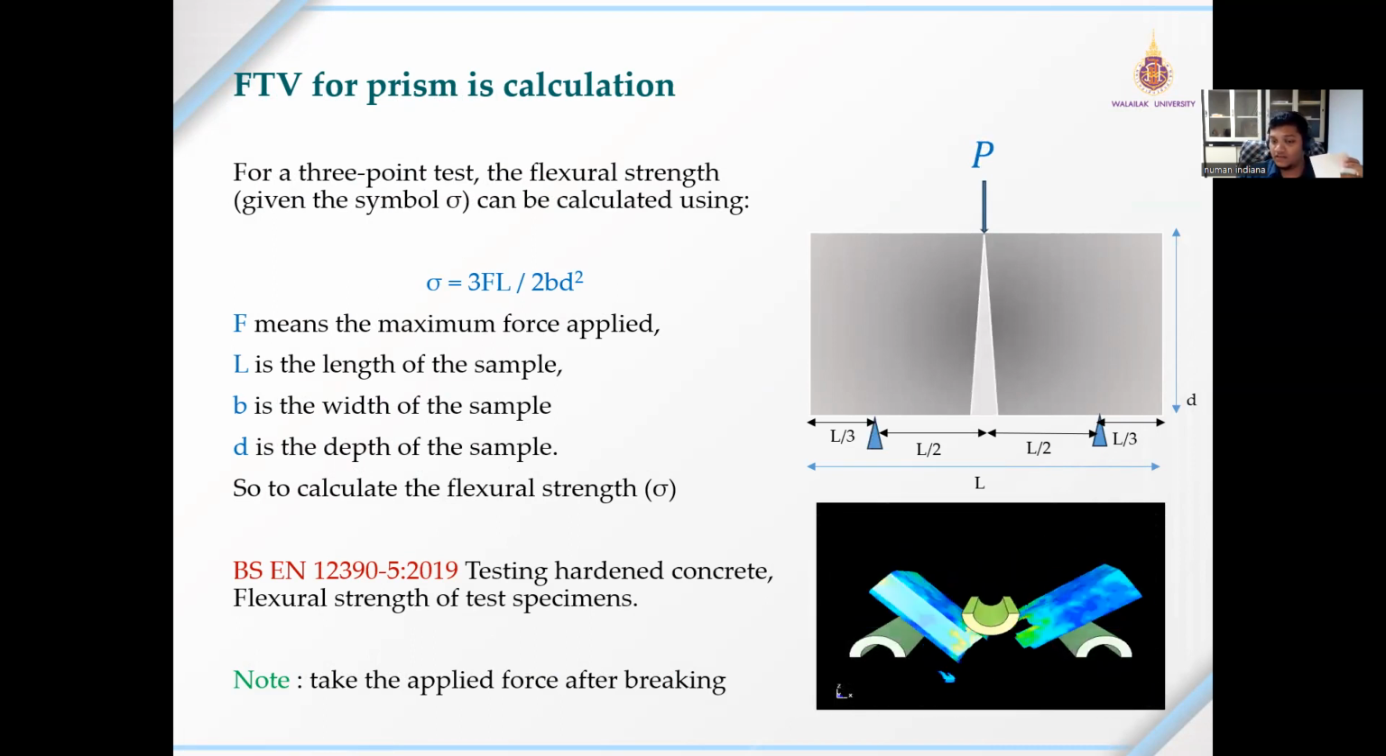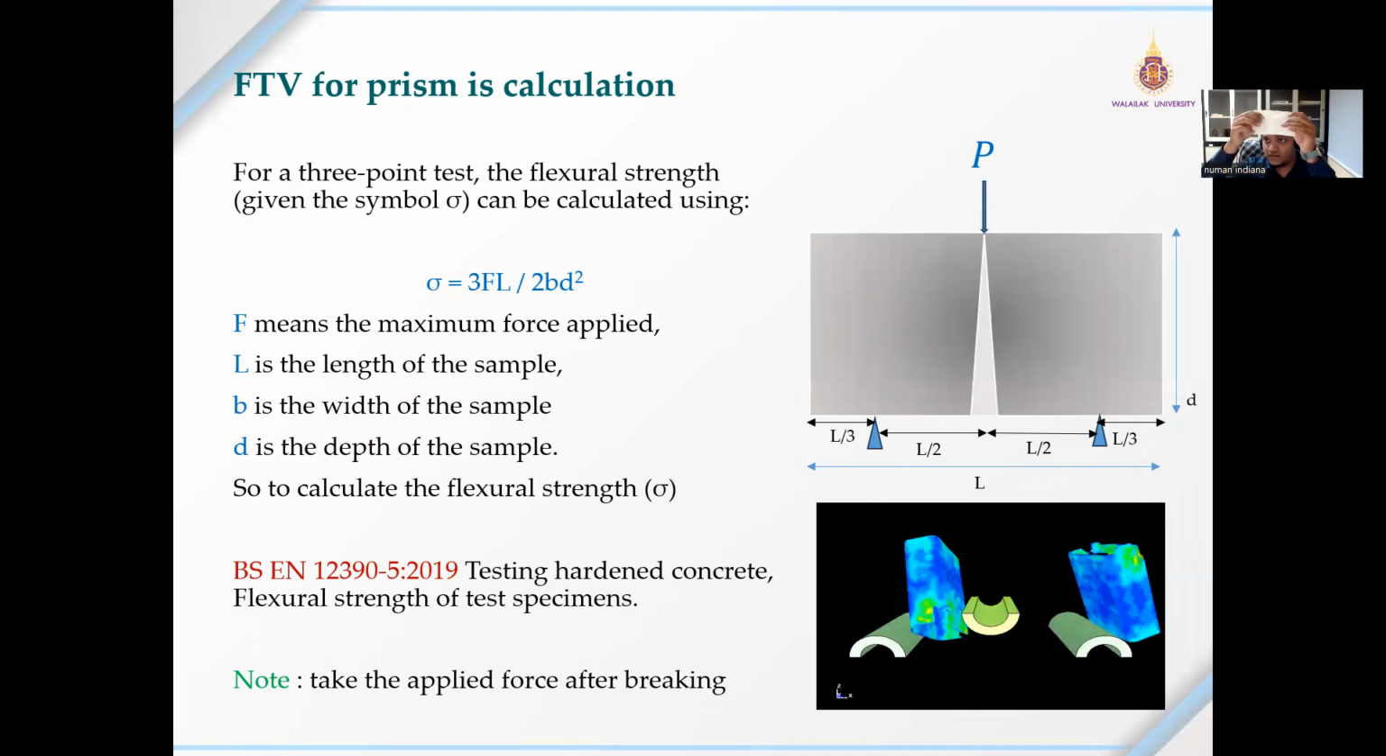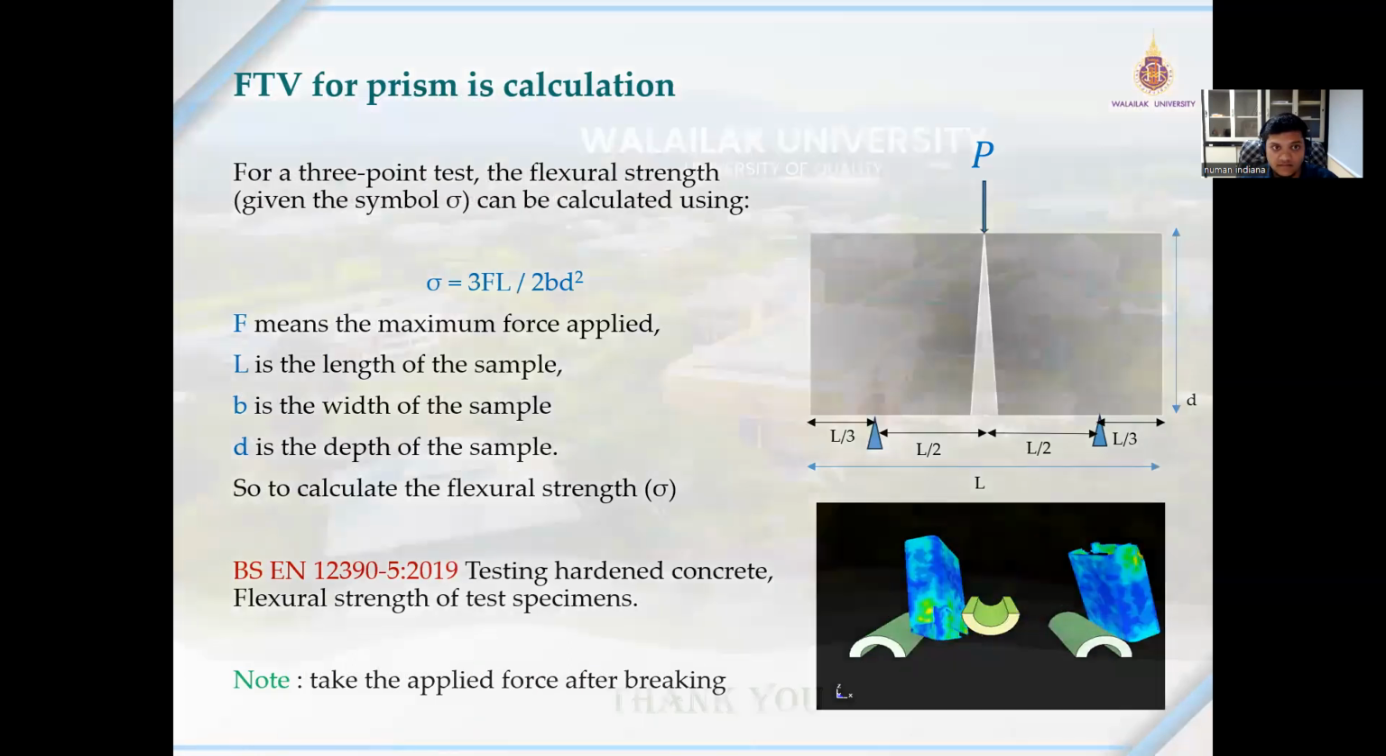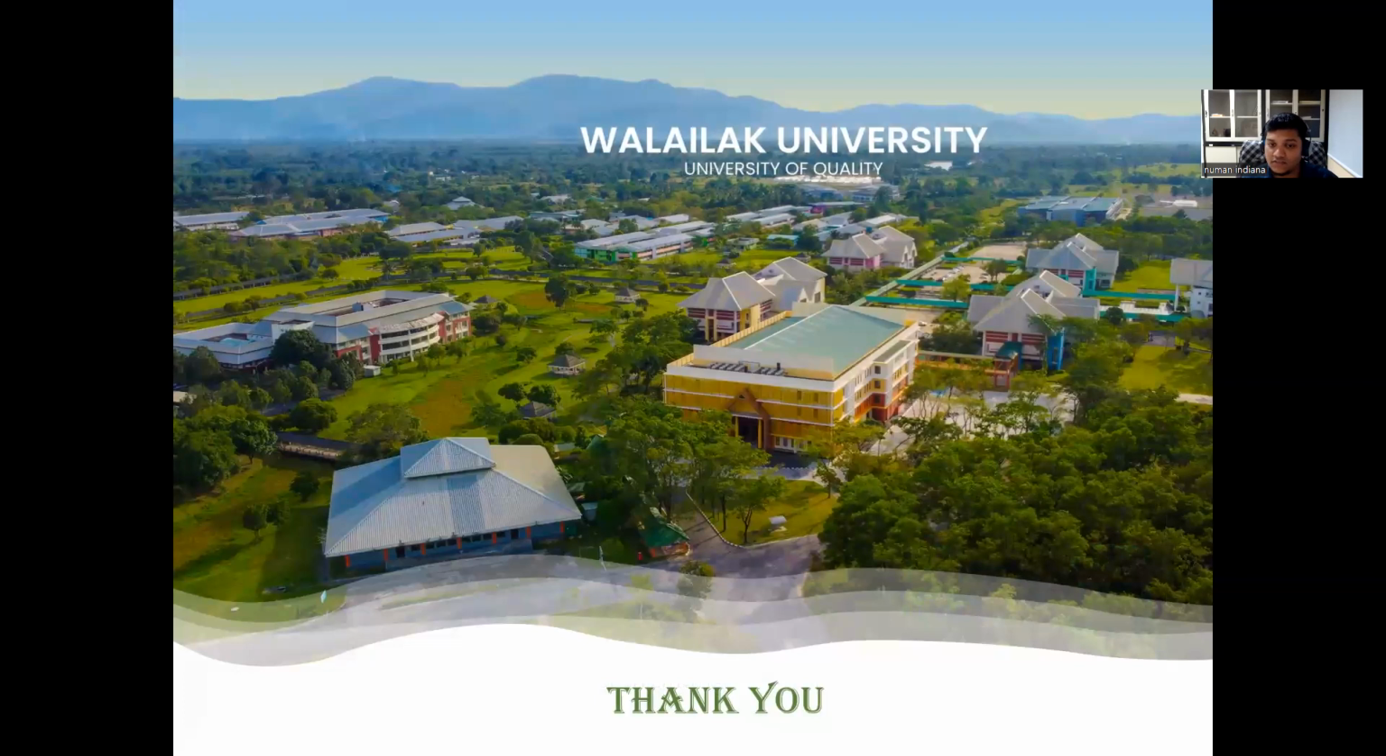So if the specimen breaks after the application of load, then we use this formula to calculate the flexural strength. This is the BS EN standard to test the hardened concrete for the flexural strength, BS EN 12390 Part 5, 2019. So thank you so much. Now we will move on to the calculation part.